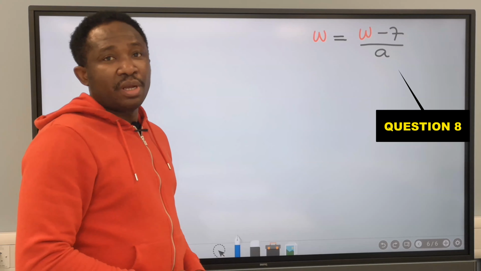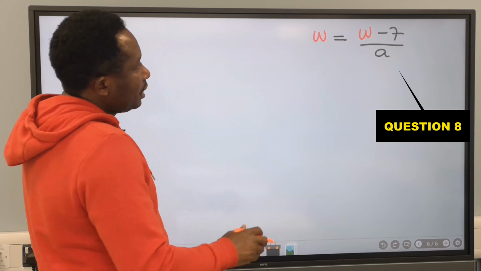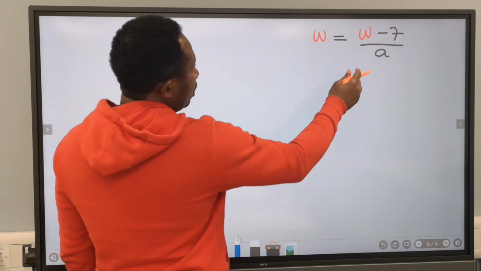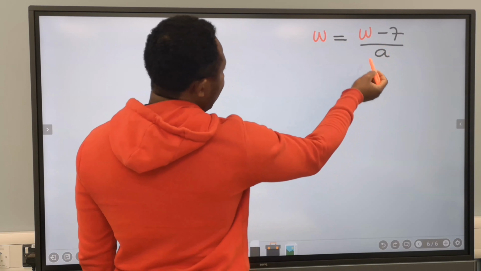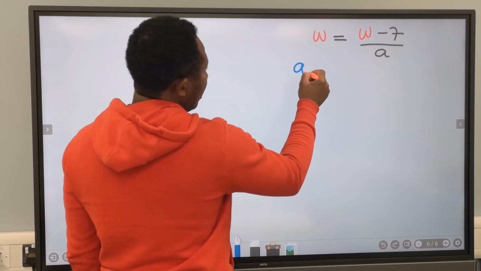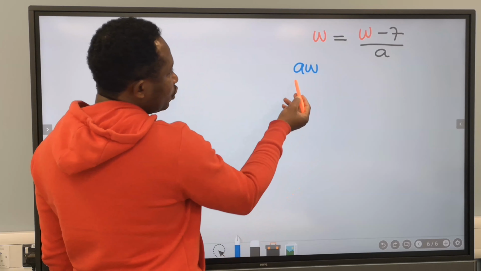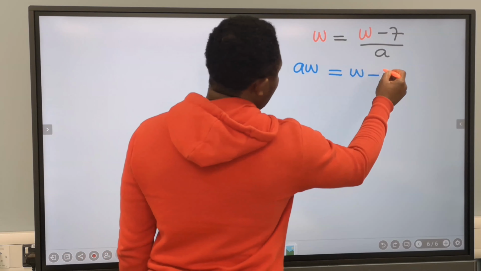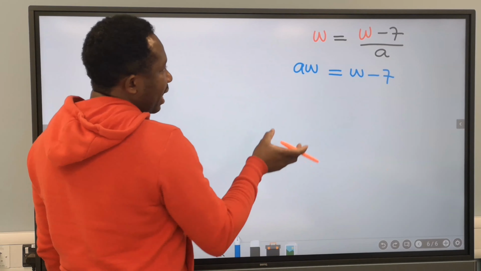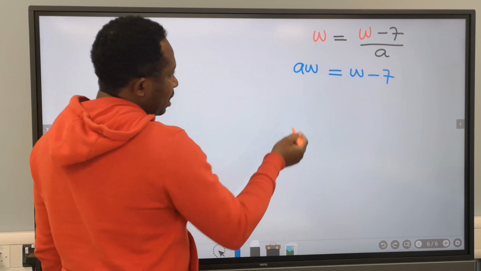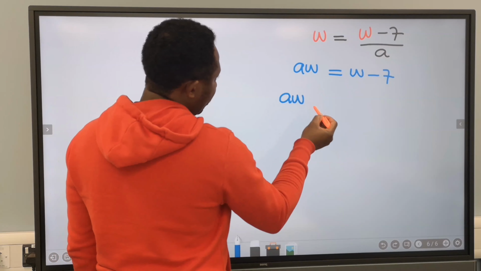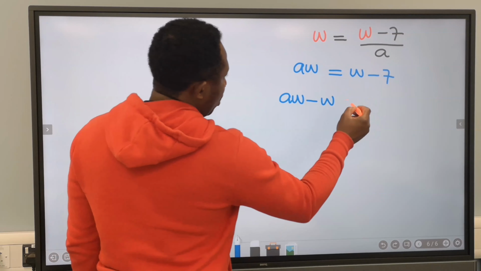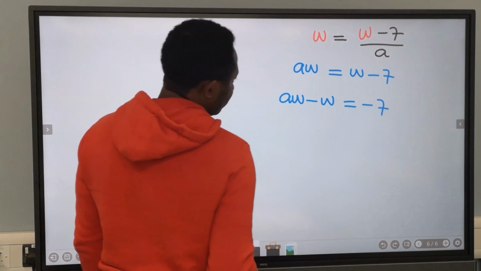Let's make w the subject in this equation. Now, w is here and w is also here. What we're going to do is make this linear by taking a across the equal sign. And I'm going to have a to multiply w. It's going to multiply because it's dividing. On this side, I'm going to have w minus 7. My aim is to isolate w. W is here, which is a w. This w will move across the equal sign and become a minus. On the other side, I'm left with minus 7.